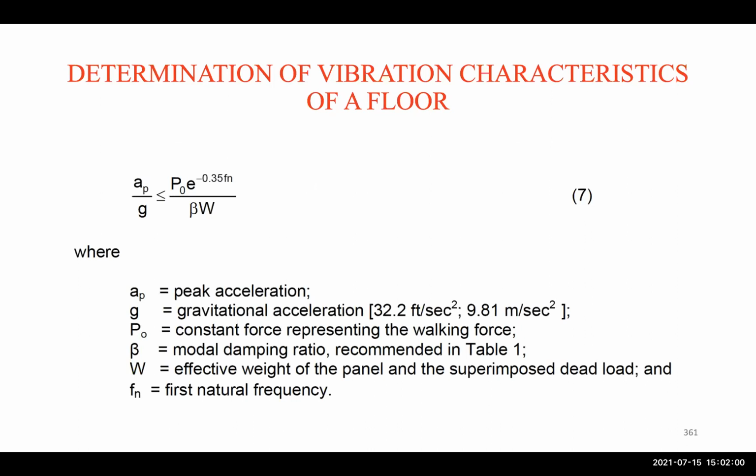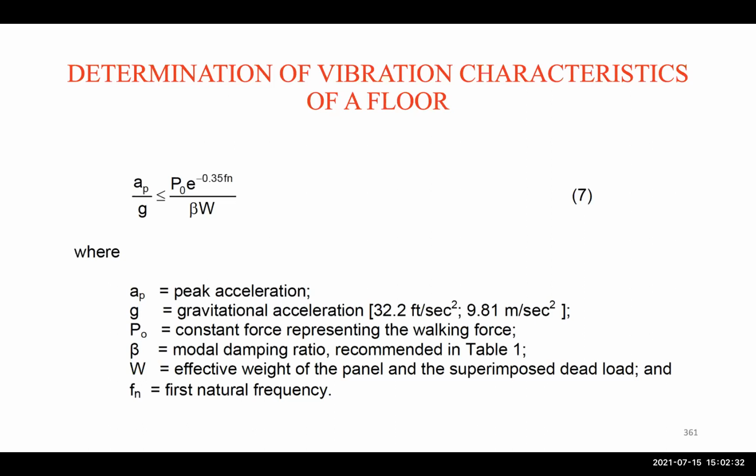So we talked about the natural frequency f, and we talked about the peak acceleration. So how do we calculate that? This is calculated from the given equation here, okay, which depends on the gravitational acceleration, constant force representing the walking force, and then beta, which is the modal damping ratio, which we saw in table 1, and then W is the effective weight of the panel.